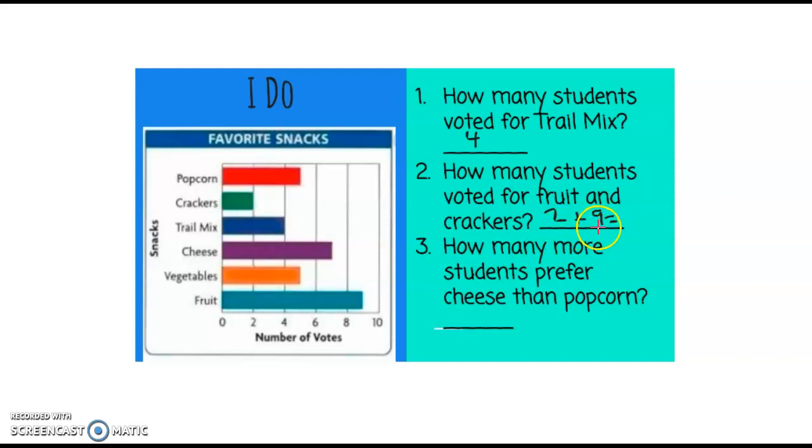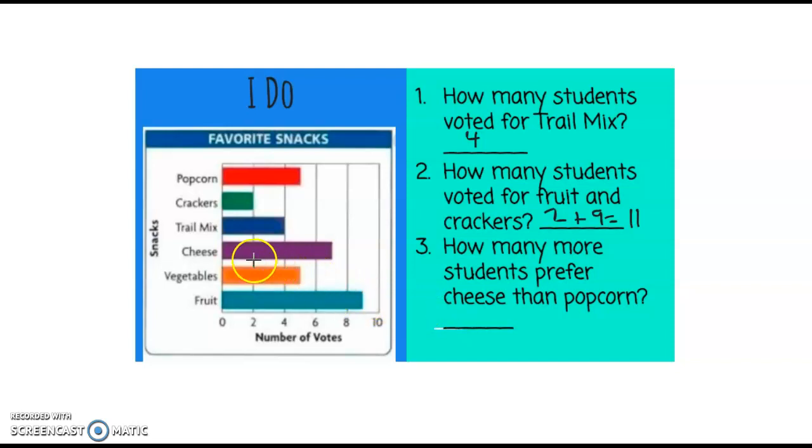I know that 1 plus 9 equals 10, so 2 plus 9 equals 11. Next, how many more students prefer cheese than popcorn? Okay, let's find cheese, and let's find popcorn. Remember, it's not asking how many students love both cheese and popcorn. It's asking how many prefer cheese than popcorn. So that tells us we're going to have to subtract.